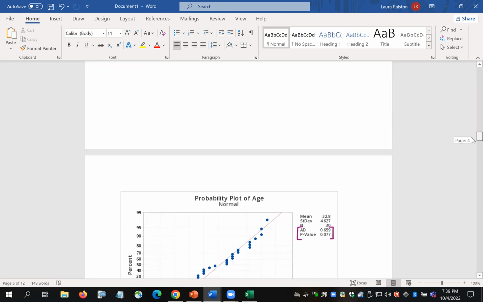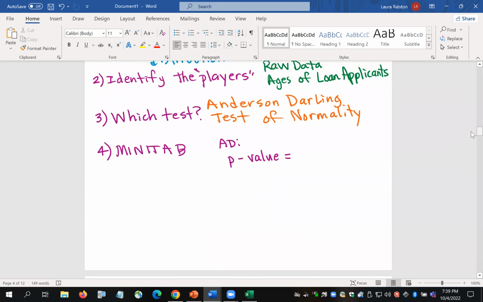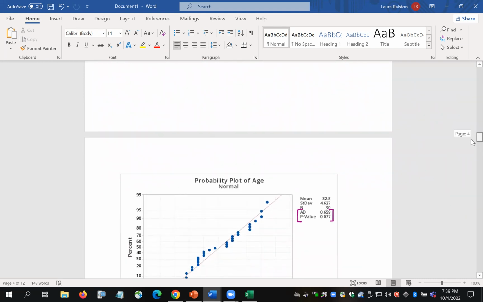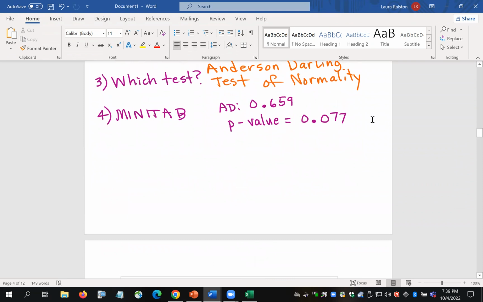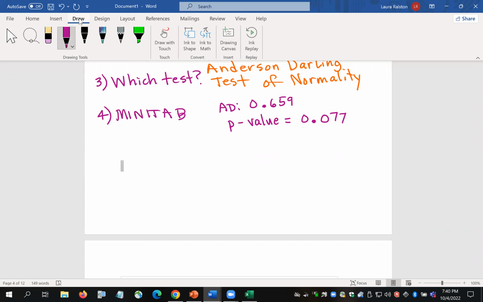Okay, so I'm going to write those down. My Anderson-Darling is 0.659. The corresponding p-value is 0.077, if I looked at it right. And I did. Okay, so then I've got that recorded, and so I'm going to go and do step 5.